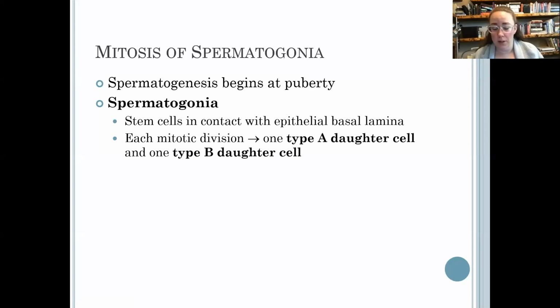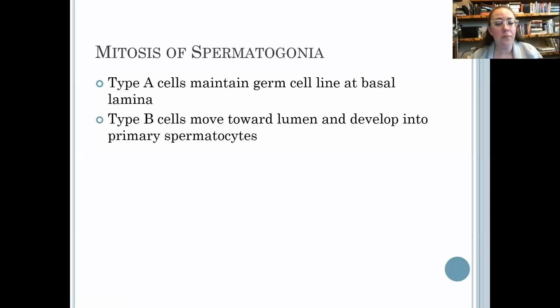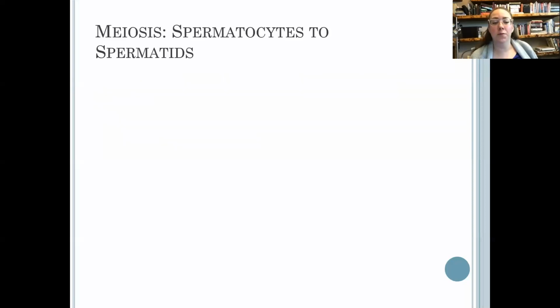And they undergo mitosis, and each mitotic division of those stem cells give rise to what we call a type A daughter cell and a type B daughter cell. The type A stays behind and acts as another stem cell to give rise to, again, two more cells. They'll undergo mitosis again and again. The type B are the ones that are selected to go further into the wall toward the lumen of the seminiferous tubule and develop into those primary spermatocytes. And so from spermatocytes to spermatids, we undergo meiosis.